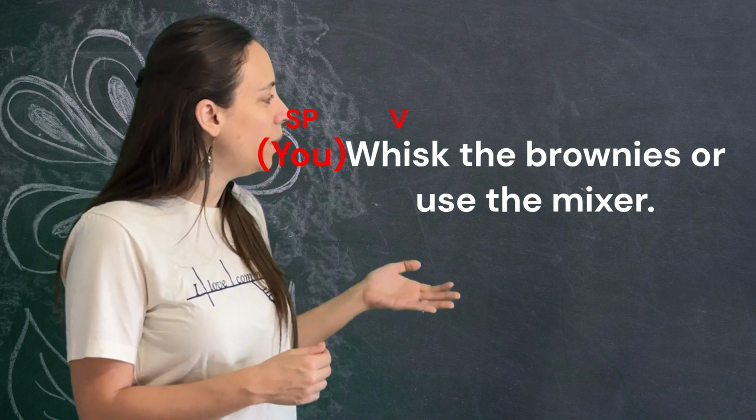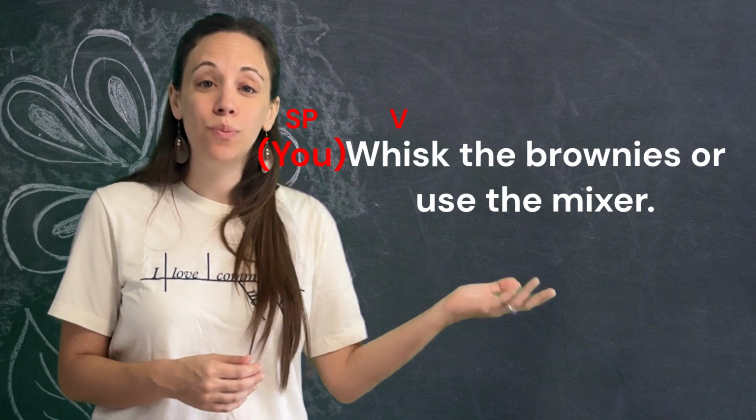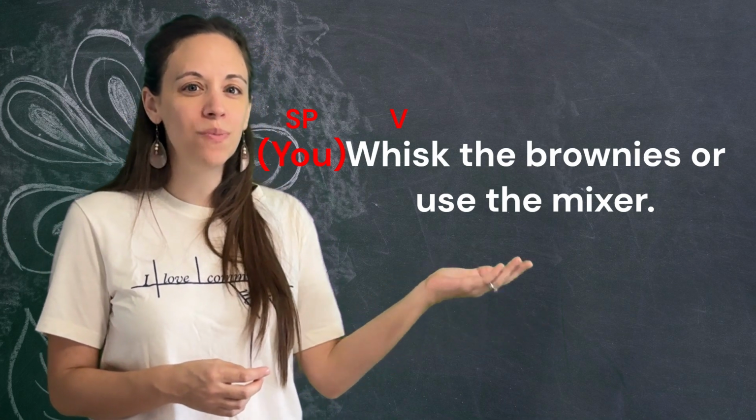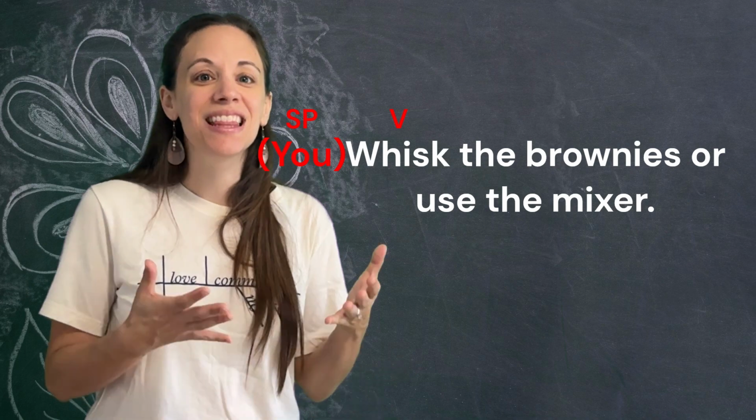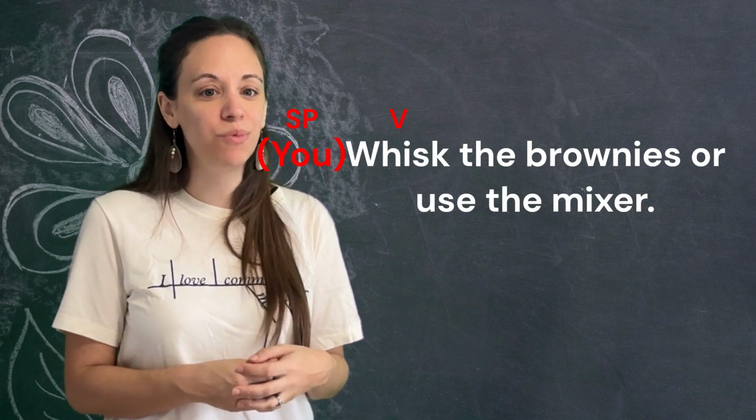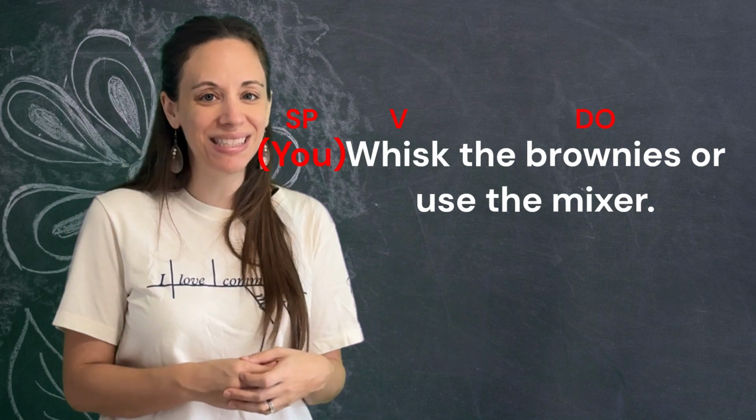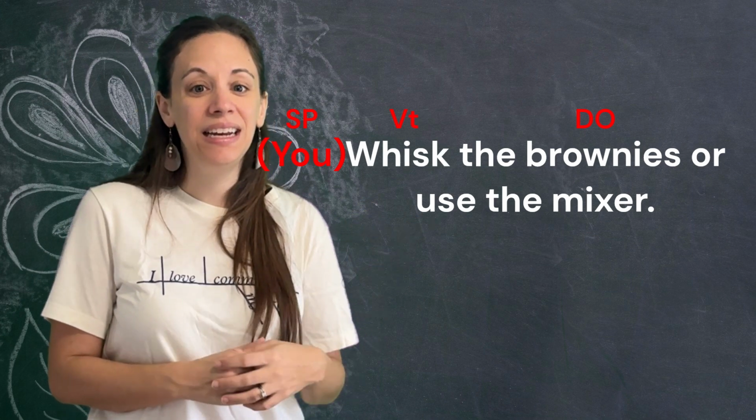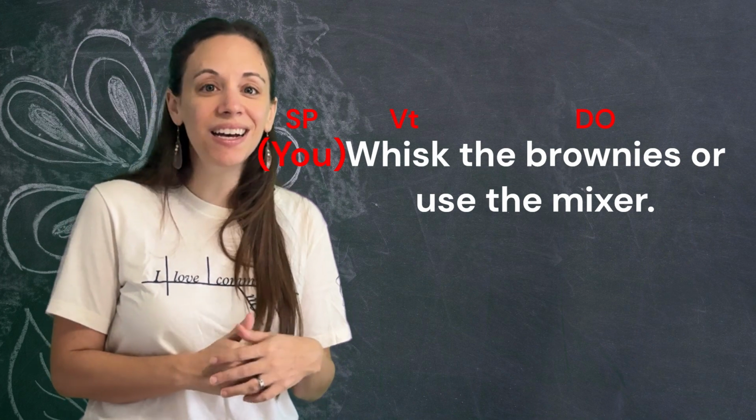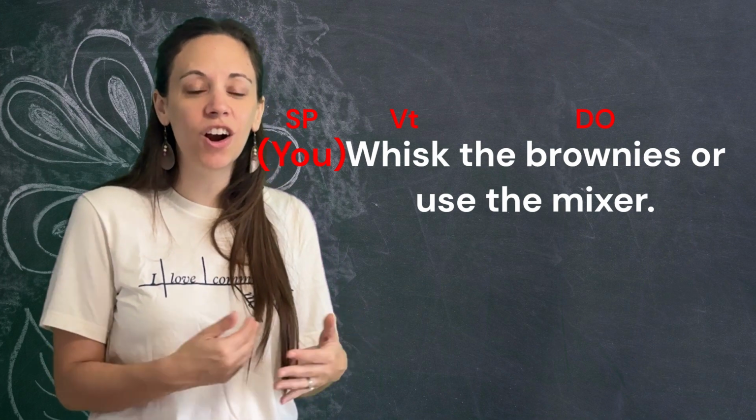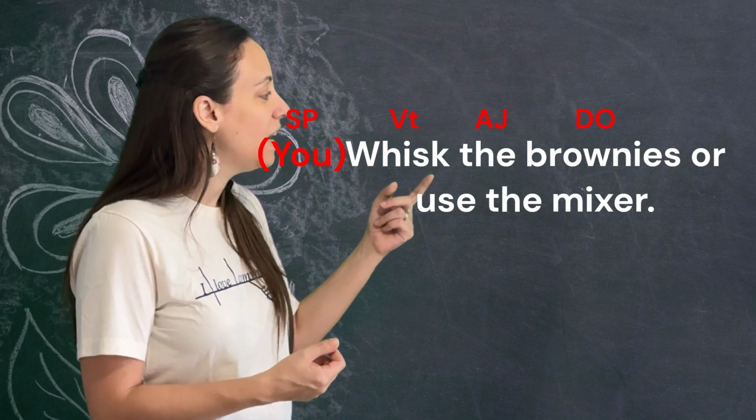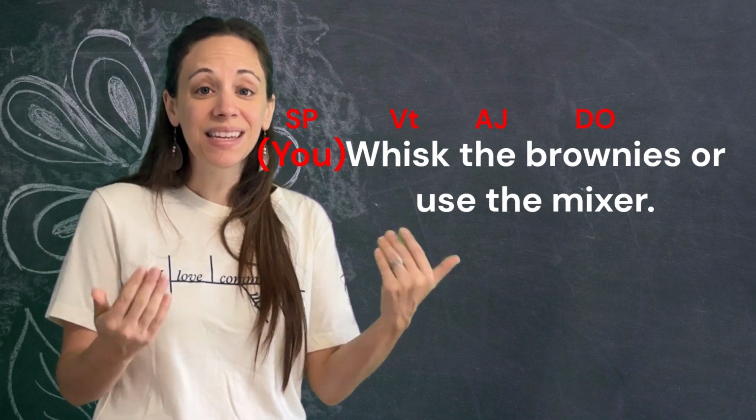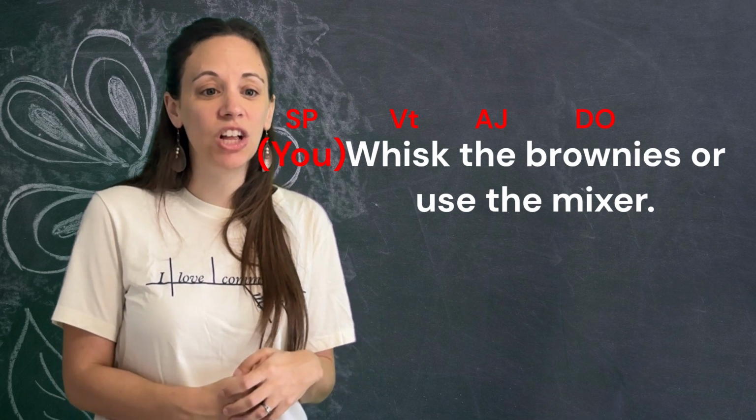Now, you whisk whom or what? Brownies. Does brownies receive action from whisk? It does. That means brownies is a direct object and whisk is a verb transitive. So you whisk brownies. Now, once again, we have the word the as an adjective. Which brownies are you mixing? The brownies. The is an adjective. That's an article adjective. Let's look at our second independent clause.